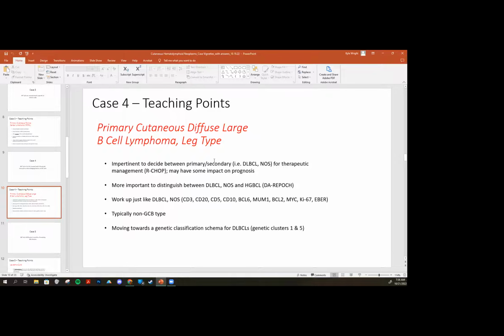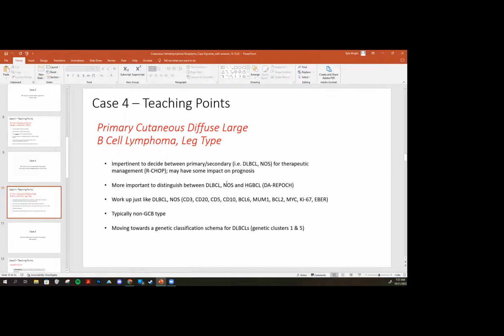It's more important to really distinguish between diffuse large B-cell lymphoma and high-grade B-cell lymphomas, so-called high-grade B-cell lymphoma with MYC and BCL2 and/or BCL6 gene rearrangements. The reason that's important is this actually opens them up to additional lines of therapy, including dose-adjusted R-EPOCH, where they add etoposide to R-CHOP and then adjust the dose up.